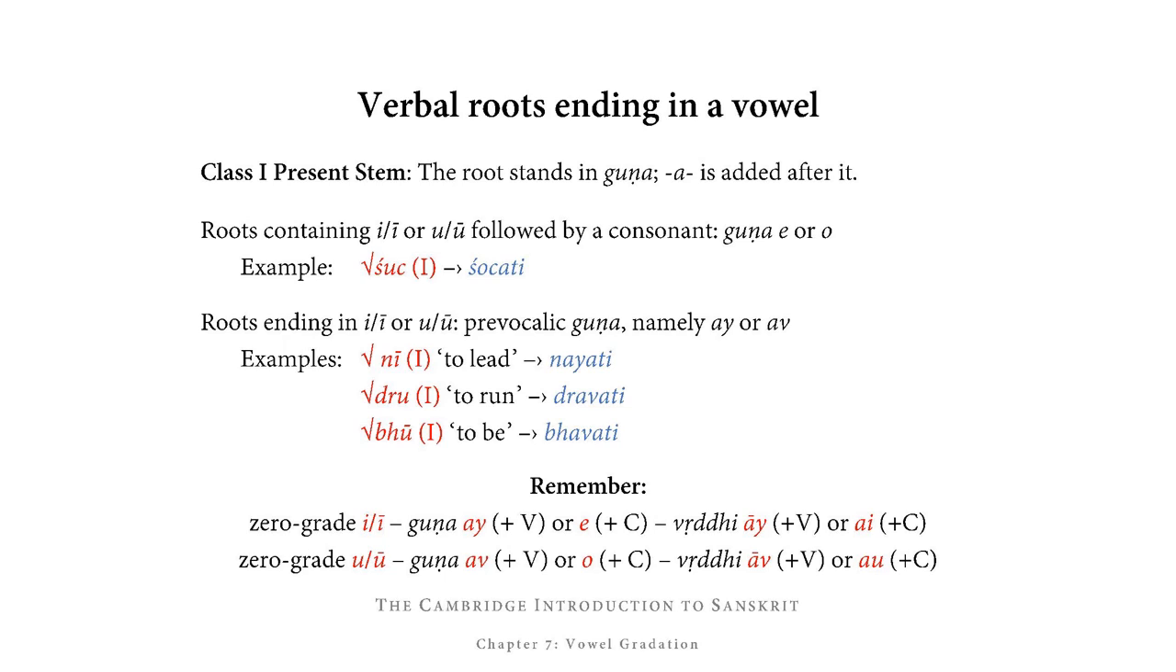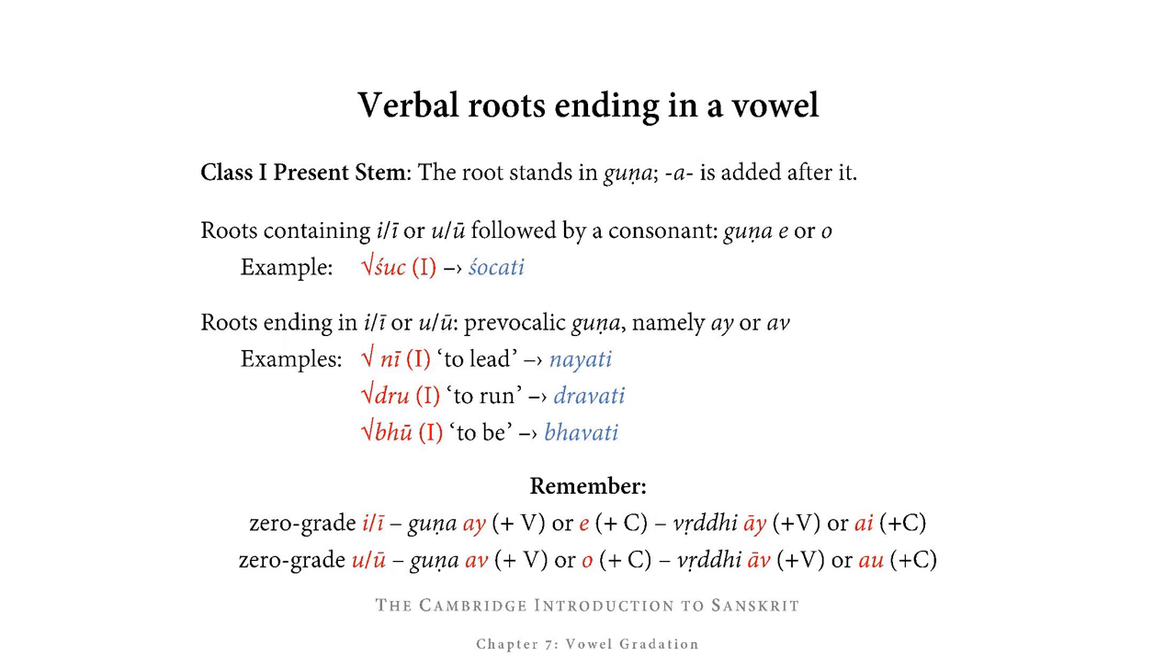So for example, if you have a class 1 verb such as śuc, which means to mourn, then you take śuc, you put it into guna, turning it into śoc. The guna of u is o if a consonant follows, and here the consonant c follows. So from śuc we get śoc, and then we add our vowel a, and we add our ending. So for example, we get śocati, he, she, or it mourns.